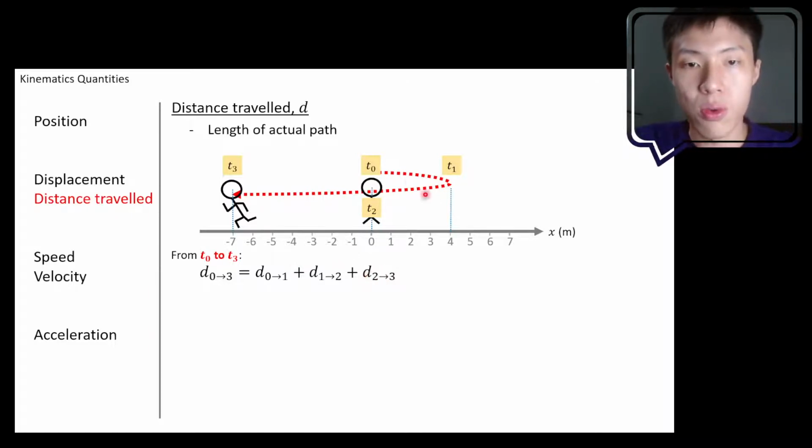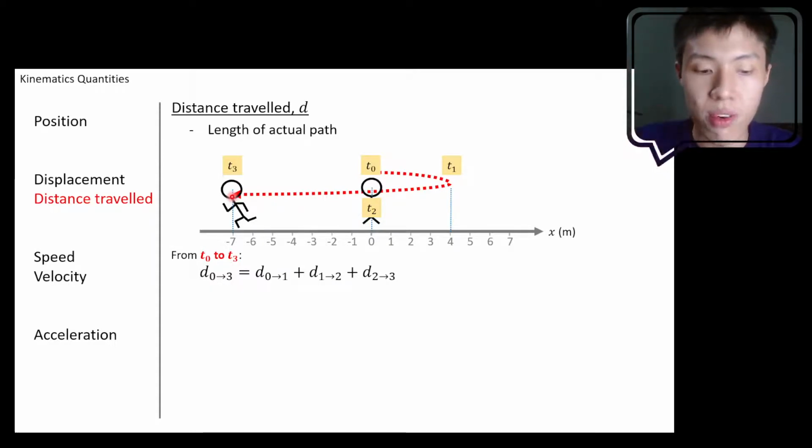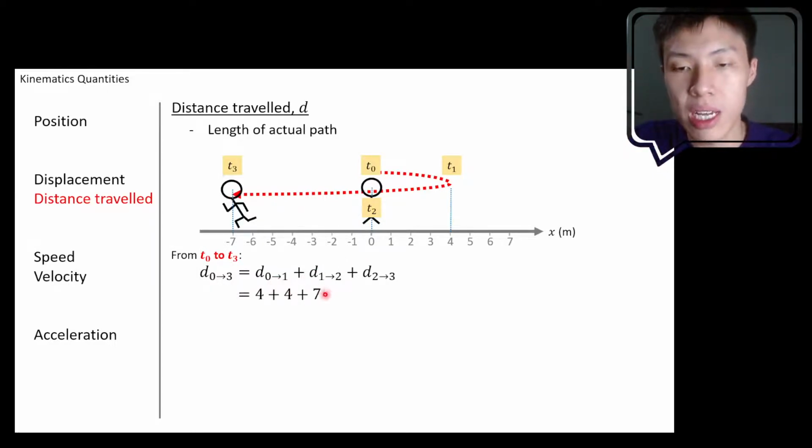Okay, so we know here is 4 meter, here is 4 meter, here is another 7 meter. Again, no positive, no negative involved. We just talk about length. There's no direction involved. So add up everything, you get 15 meters. Okay, so that's it. That's distance travel actually.